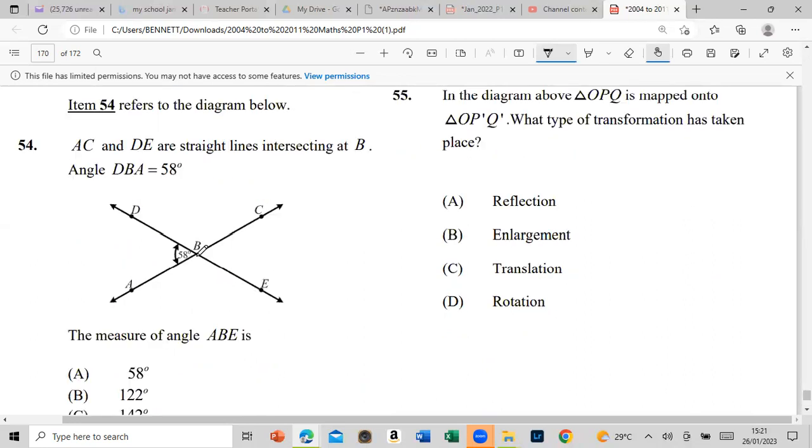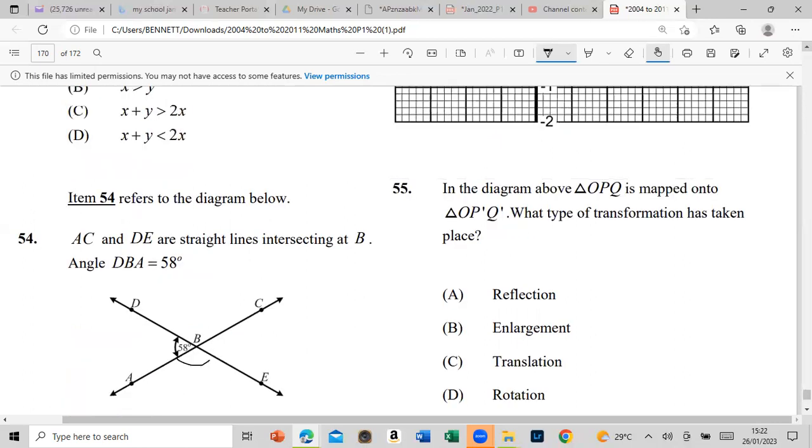So that's the angle right here. So this and this give you 180, so it is 180 minus 58. Alright, so let's move on to 55.